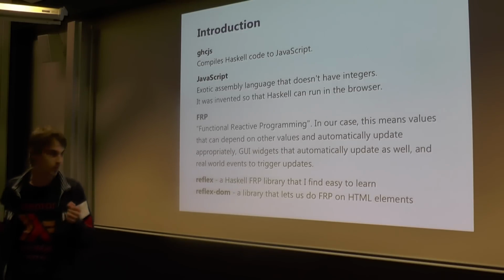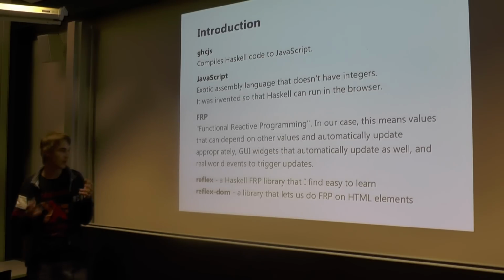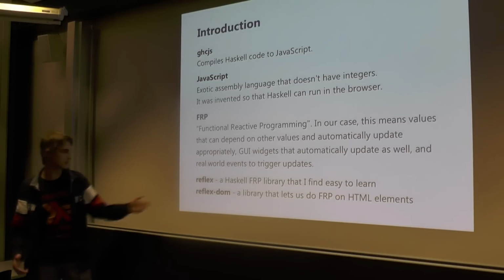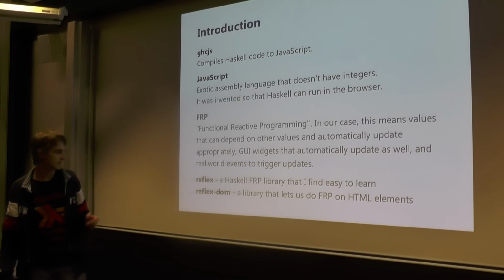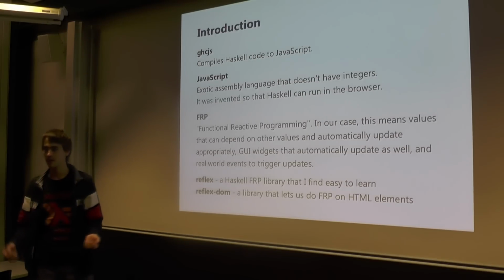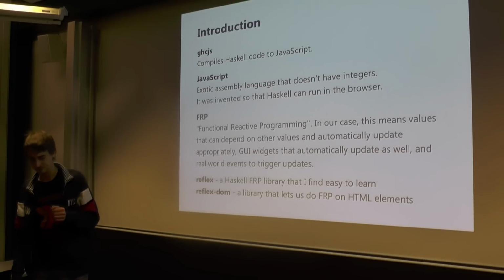that you have. And we will use two libraries. One is called Reflex, which is a generic Haskell FRP library. You can use it for everything, but it comes together with this sister library called Reflex DOM, which allows you to use Reflex-style programming for elements in the browser document object tree.